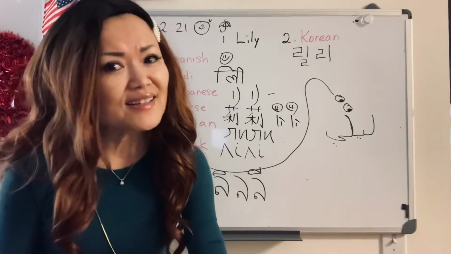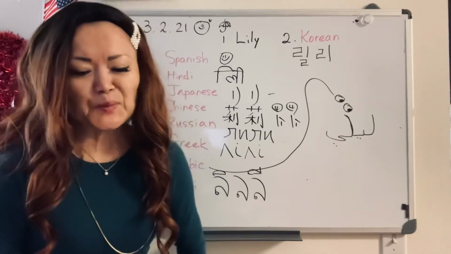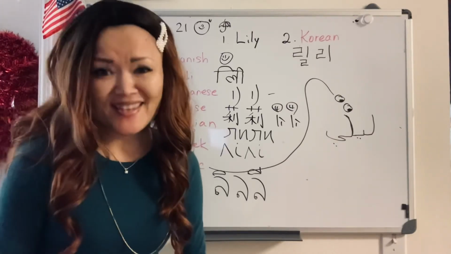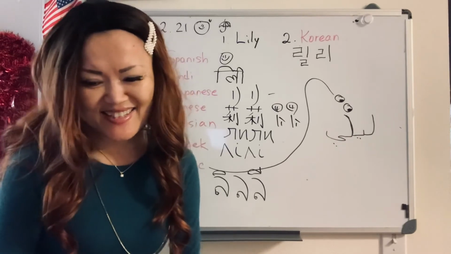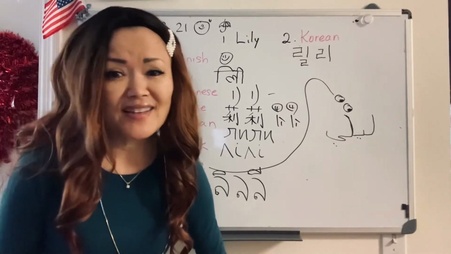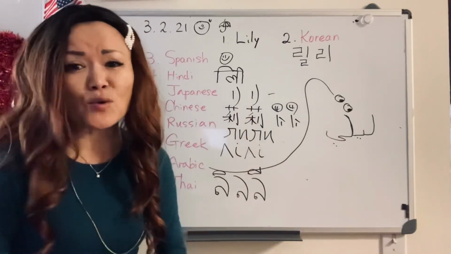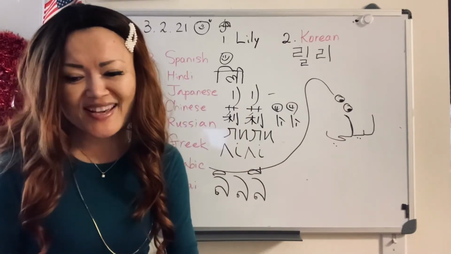How about Italian? Italian is, let me see. Imi mio nome Lily. Yeah, but its spelling is just like English, so I don't teach it, okay?